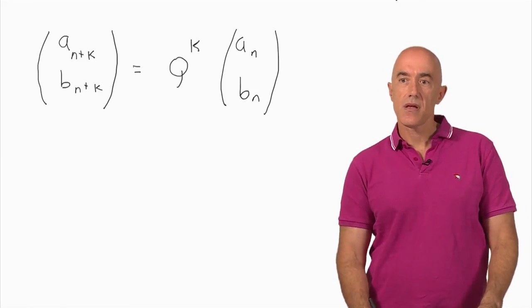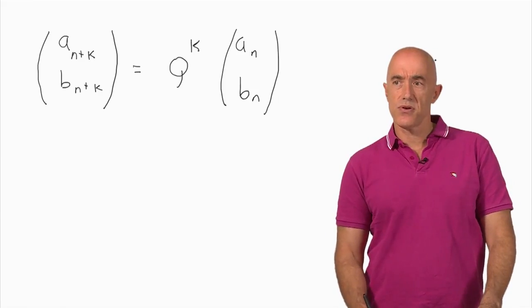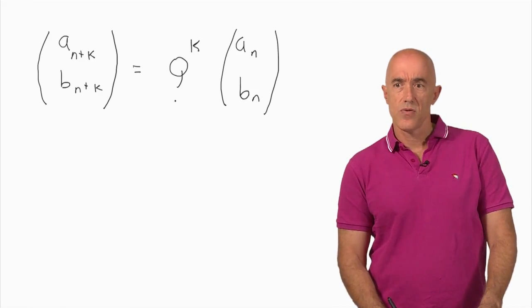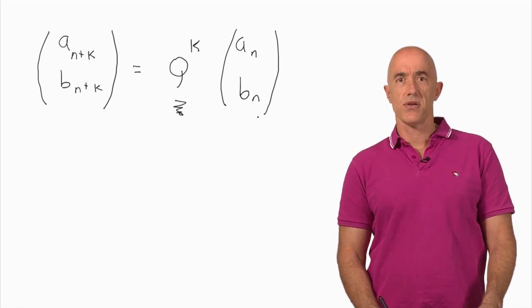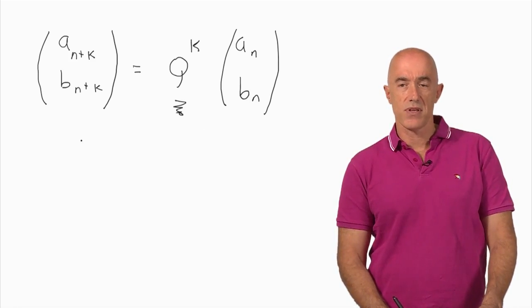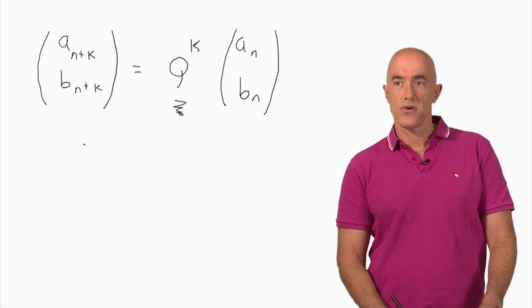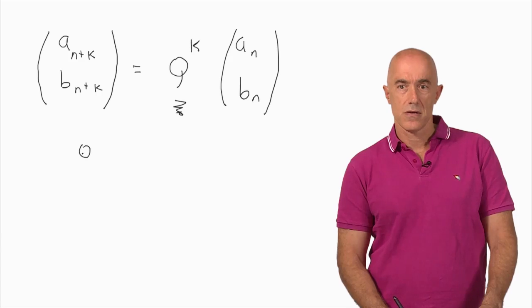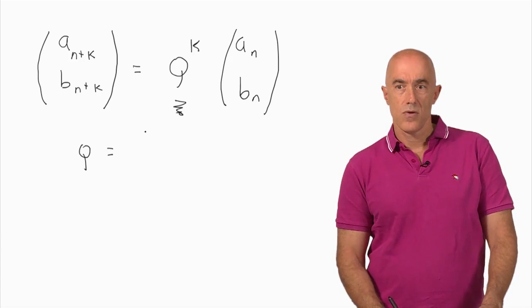So here I want to see what this thing is. What is Q to the k power? Let's have a look at this. We have Q, our 1, 1, 1, 0 matrix.